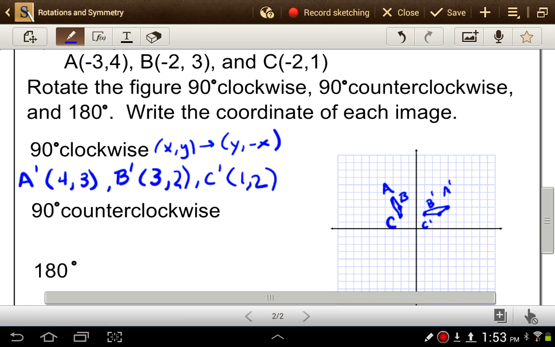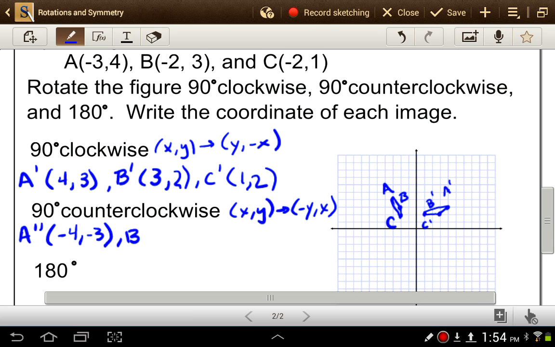Okay, now let's move on to our 90-degree counterclockwise. In 90-degree counterclockwise, I'm going to draw my figure. So my counterclockwise, remember, was x, y becomes negative y, x. So I'm going to do the same thing by switching them, except I'm going to take the opposite of the y that came into the front. So this is going to be A double prime. So I'm going to move my y to the front and take the opposite. So the 4 goes to the front and becomes negative 4, and then the negative 3 goes to the back and stays at negative 3.